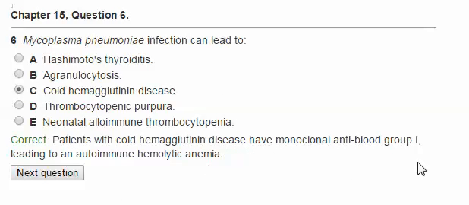Next, Mycoplasma pneumoniae infection can lead to A. Hashimoto's thyroiditis, B. Agranulocytosis, C. Cold hemagglutinin disease, D. Thrombocytopenic purpura, E. Neonatal alloimmune thrombocytopenia. And the answer is C. Mycoplasma pneumonia infection can lead to cold hemagglutinin disease. Patients with cold hemagglutinin disease have monoclonal anti-blood group I, leading to an autoimmune hemolytic anemia.